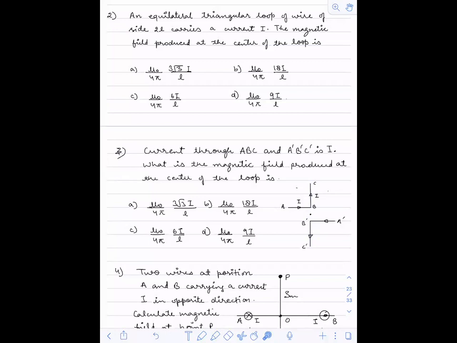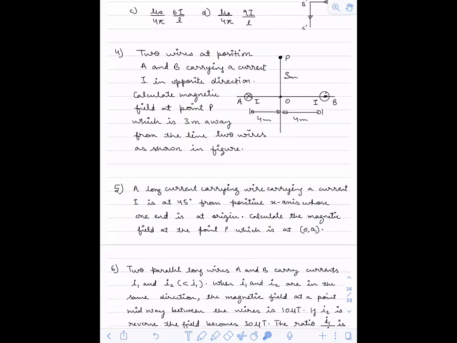Now you will be having only magnetic field due to this wire carrying a current in positive x-axis, and due to this wire which is carrying a current in negative x-axis. Now, if you calculate the direction of magnetic field at this point, due to this wire it will be downward, and due to this wire also it will be downward. So that's the thing. Is it okay? And this distance you can assume as L, and then you can solve.